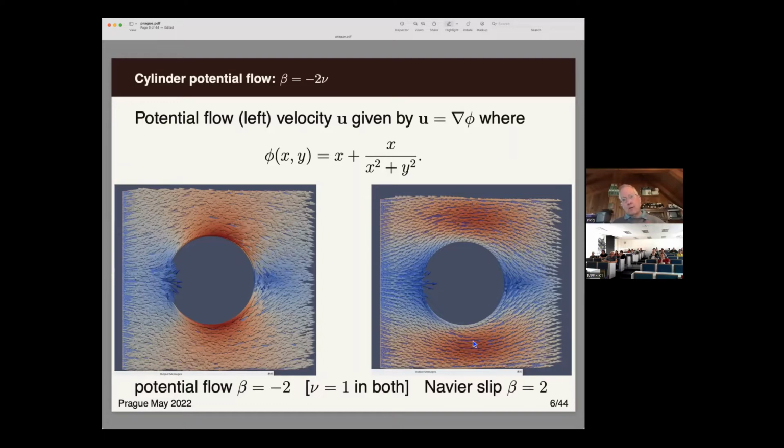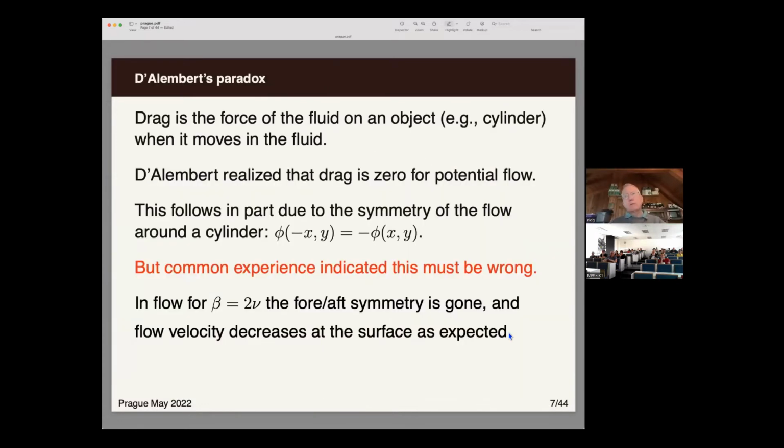So the fast flowing region moves a little bit downstream. Okay, but what is D'Alembert's paradox? D'Alembert's paradox said that the drag on the cylinder is 0. So the drag is a force on the cylinder, and he realized that that was something contradictory. That common experience said there is a drag on a so-called blunt object, and so something must be wrong here.